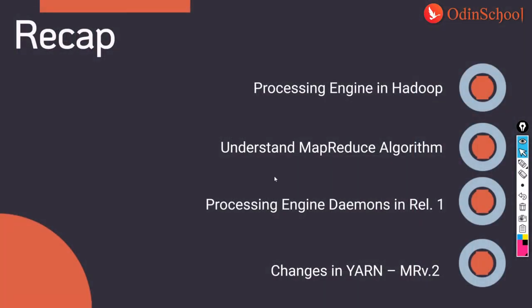So let us quickly see what we have covered in this module. Now you are familiar with the processing engine in Hadoop. You got a deep dive into the MapReduce algorithm using the word count problem. You saw the processing engine daemons in Hadoop release 1, like job tracker and task tracker. And now you can distinguish between Hadoop release 1 and Hadoop release 2, because you know the changes which happened as a part of the YARN framework or MapReduce version 2, the daemon changes, how the application runs behind the scenes, and the anatomy of a YARN application run. All those things we have studied.